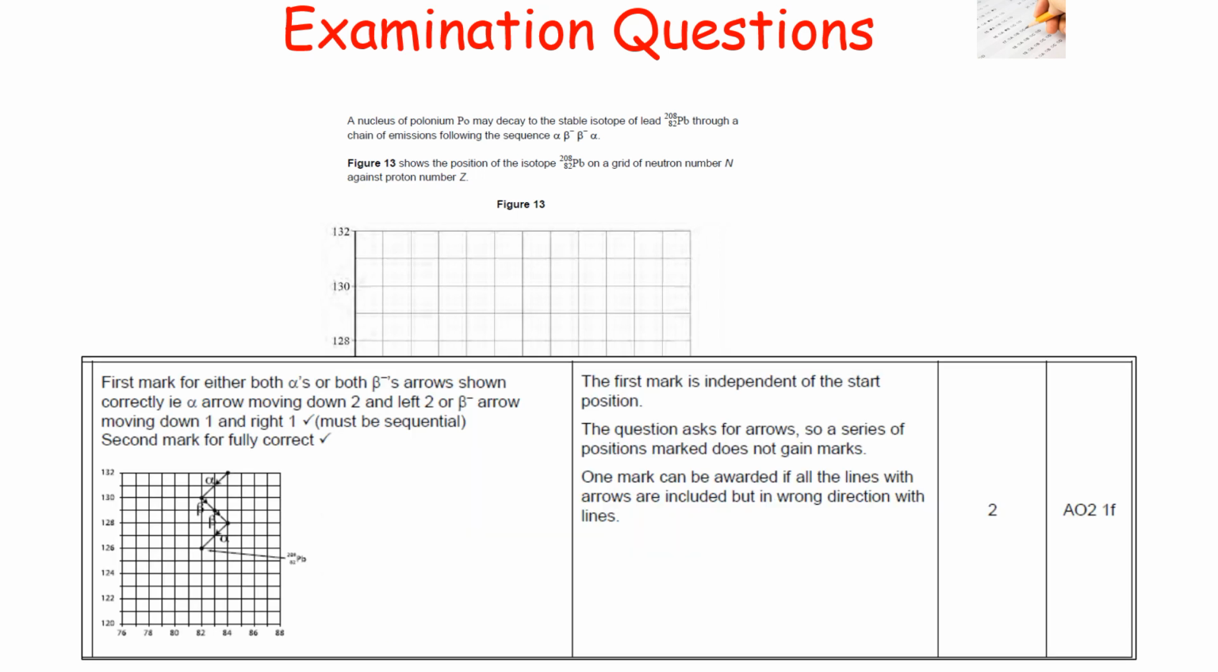Now in beta minus, what's actually happening? Well, in beta minus decay, we know that a neutron is turning into a proton plus a beta particle and an antineutrino, but that's irrelevant for this particular question. So if a neutron is turning into a proton in beta decay, then the neutron number goes down by 1 and the proton number goes up by 1. So you can see it in the diagram there.